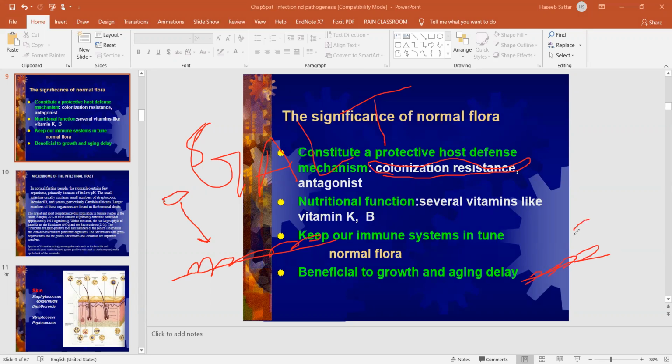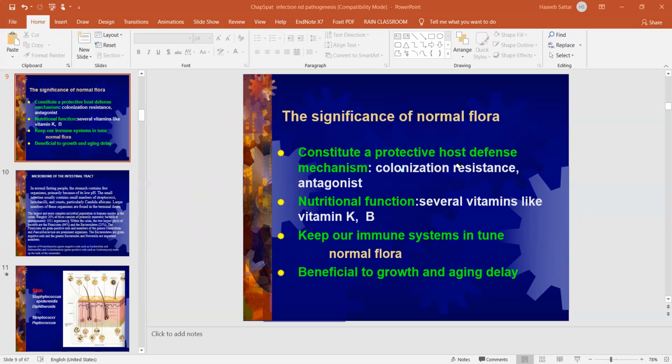When a new invader comes, any pathogenic bacteria, these resident colonized bacteria will produce certain antibodies, and that will cause the death, or actually lyse the invader. That is why these bacteria are very helpful to prevent the entry of pathogenic bacteria into our system.